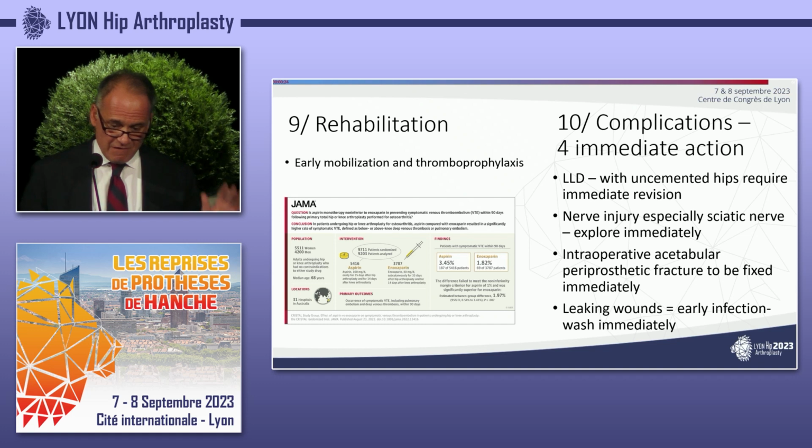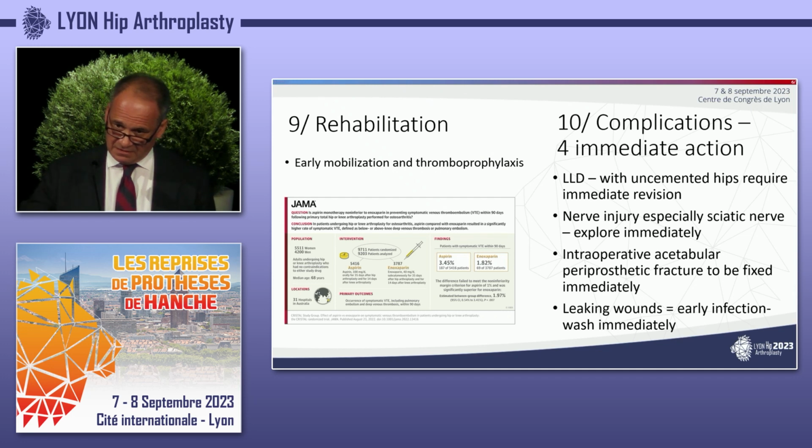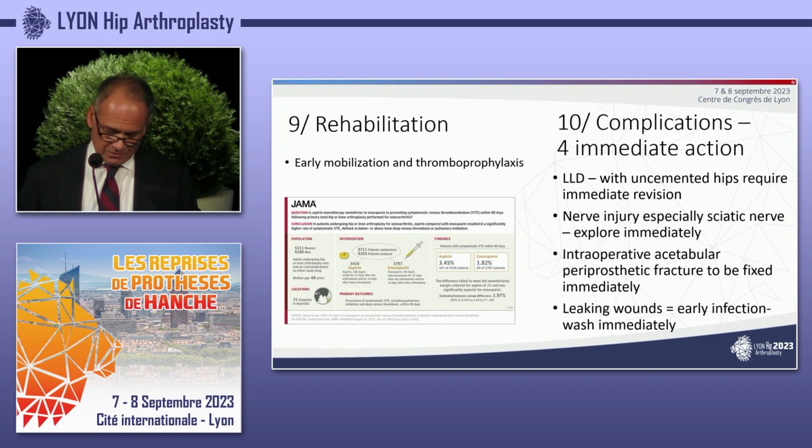And of course, 4 immediate actions in my book. If I wake up the patient and see leg length discrepancy, I apologize and I don't send the patient home. I go to revise immediately. If I see nerve injury, very rarely, sciatic nerve, I go and explore immediately, probably in 2 or 3 days. If I see a periprosthetic fracture of the socket, I fix it immediately. I don't rely on screws. And if I see a leaking wound, within 15 days, I wash it immediately and don't wait for 3 months.